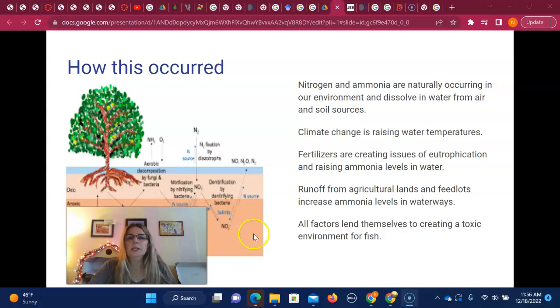So how this occurred: nitrogen and ammonia are naturally occurring in our environment and dissolve in the water from air and soil sources. Climate change is raising water temperatures. Fertilizers are creating issues of eutrophication and raising ammonia levels in water. Runoff from agricultural lands and feedlots increases ammonia levels in the waterways. And all these factors lend themselves to creating a toxic environment for fish.